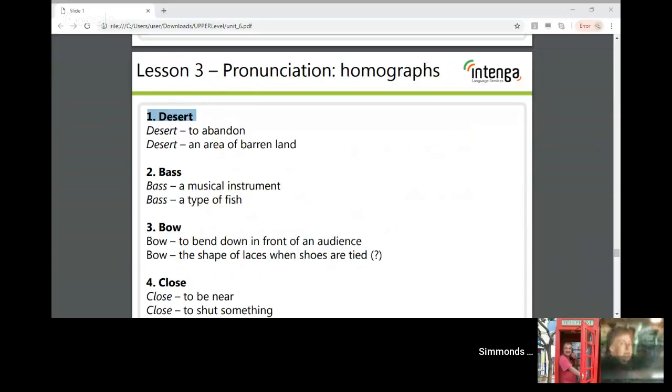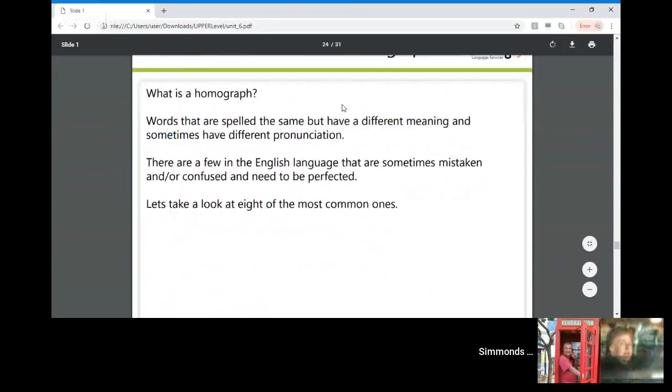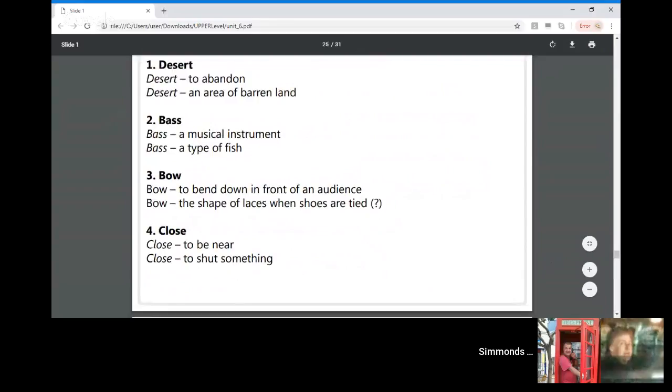Is it deserted island, like in the past? So a deserted island would be an adjective in that case. Okay. Almost the same meaning, but different stress because of the noun and adjective. So they're the same spelling, different meaning, and sometimes have different pronunciation. Yeah, so they don't need to have a different pronunciation. Okay. Yes. Okay, this is quite confusing. So, desert.